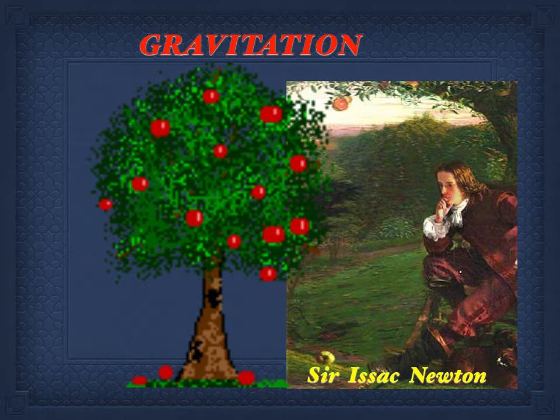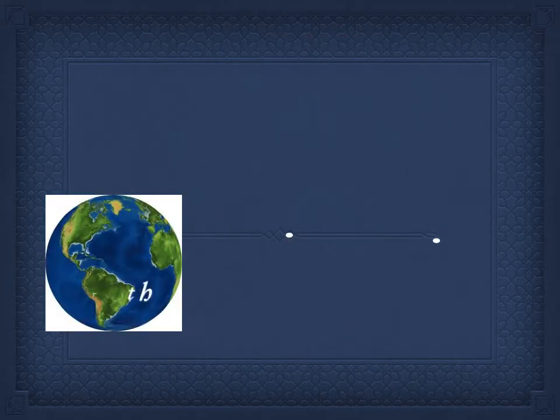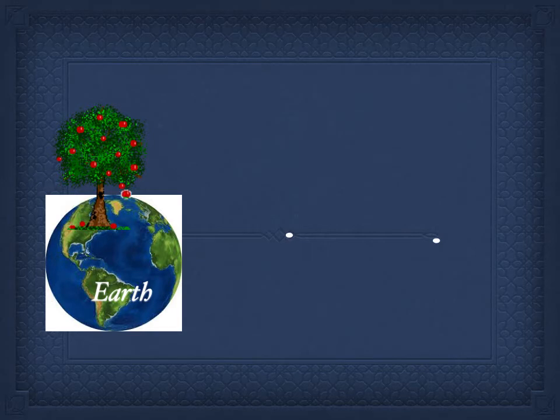He wondered why all apples fall vertically downward and not at an angle to the vertical. Why do they not fly off in a horizontal direction? After much thought, he came to the conclusion that the earth must be attracting the apple towards itself, and this attractive force must be directed towards the center of the earth.